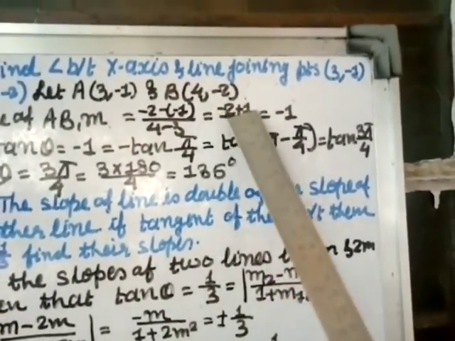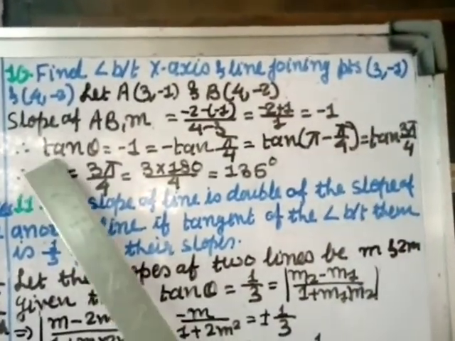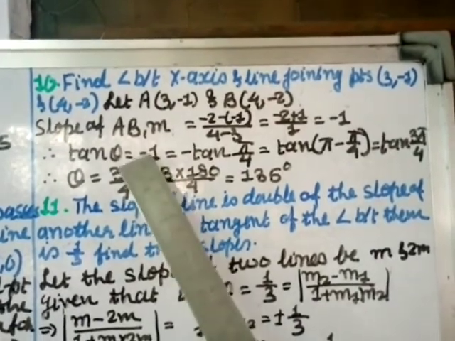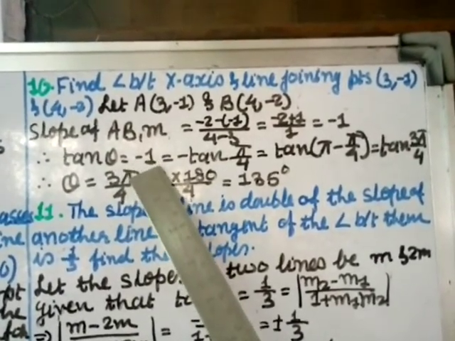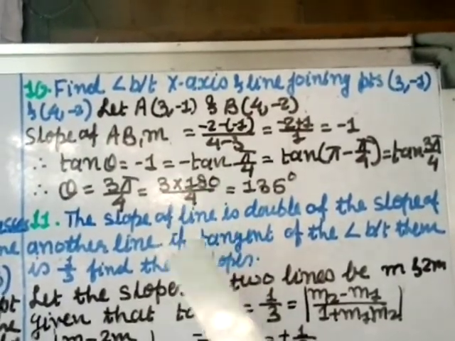So minus 2 plus 1 gives you minus 1, and this one no need to write. Okay, so it is minus 1. Now this is the slope, and by definition tan theta equals minus 1. Now the value of tan which is 1 is tan pi by 4. It is negative. Since it is negative, it will be in the second quadrant.